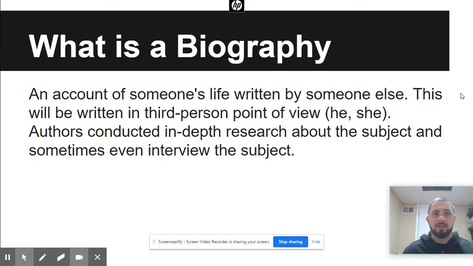A lot of times they might use primary sources such as diaries, letters, journals, those types of things, maybe even recordings of some type, so that they can get more information about the particular subject. One of the things that you want to always try and remember is that graphy, the suffix, is looking at drawing or writing. And bio is going to be concerned with life. So again, they're writing about someone's life.